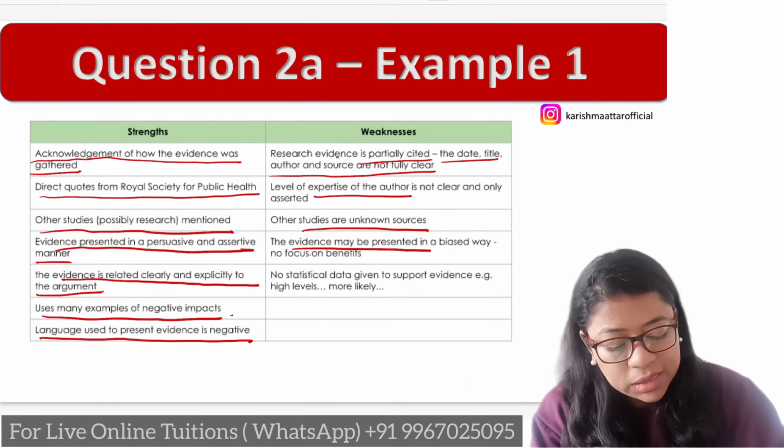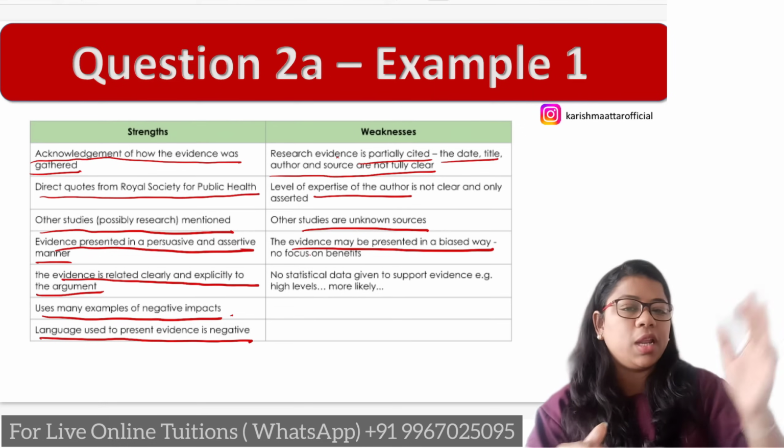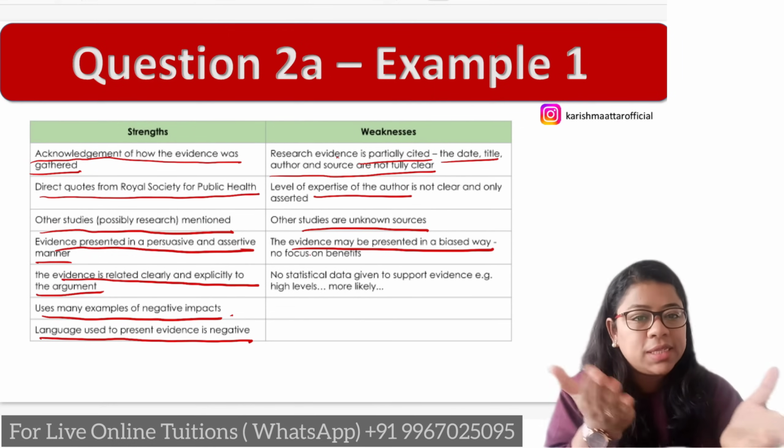The evidence may be presented in a biased way. Basically, they are focusing only on one part and not on the other part. If it is a discursive style, that means they are balancing out both.